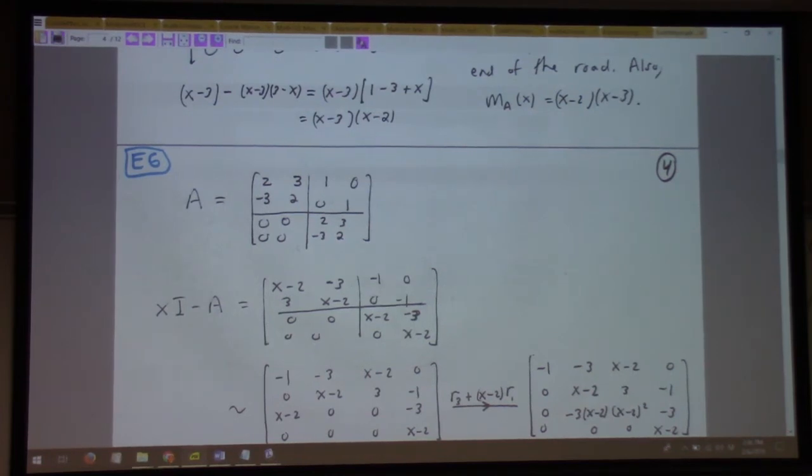For this one, yep. So they're equal because you ended up with the same thing in the bottom right and the one right above it. So A1 of x was actually equal to A2 of x. The first invariant factor is the minimal polynomial. The second invariant factor was the minimal polynomial in this rather peculiar example.